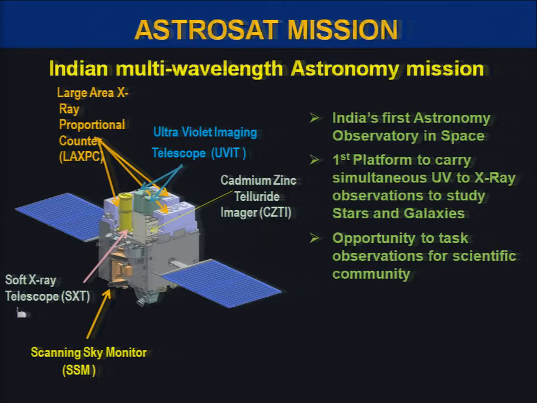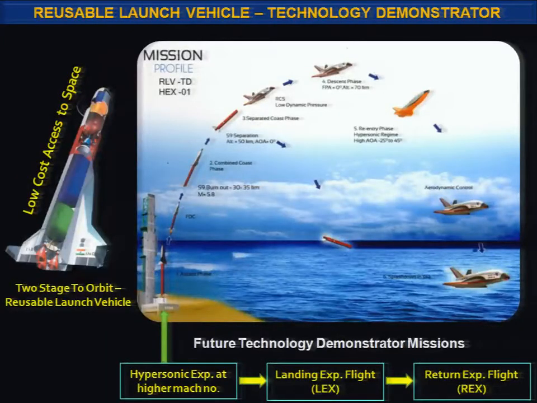It's a multi-wavelength astronomy mission, and again this is a very unique mission because for the first time globally anybody is flying a many-wavelength observation system on a single satellite, and we expect to launch this. The satellite has already reached Sriharikota and the PSLV assembly is in progress, and next month around the 28th we expect to launch this. Of course, we will also have a reusable launch vehicle technology demonstrator.